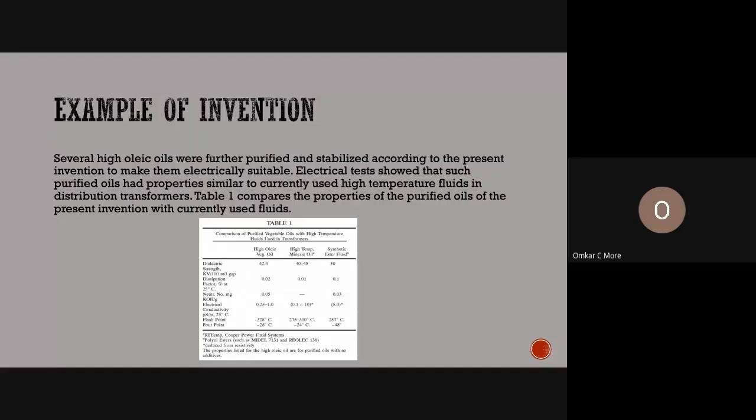So here we can see that vegetable oil is not a bad electrical insulating material, and it is degradable also. So it is very environmentally friendly, and this is the particular point of the invention, to create a source of insulation with the help of vegetable oil, and that will help for environmental purposes, and it will be readily available. So thank you.